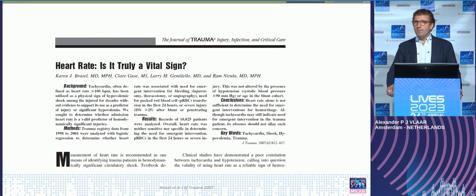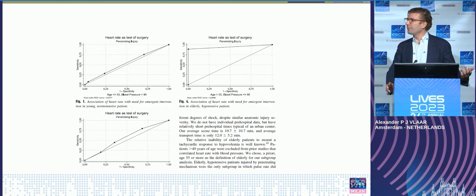Because the simple things like heart rate, which we learn in med school, you can just flip a coin. It is not helping you. Maybe in some subpatients on the right top, you see when the patient is very old or the blood pressure is already very low, then heart rate starts to help you a little bit. But in general, in the early signs, it's not going to help you.